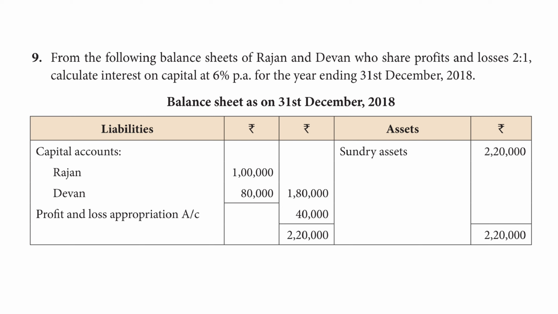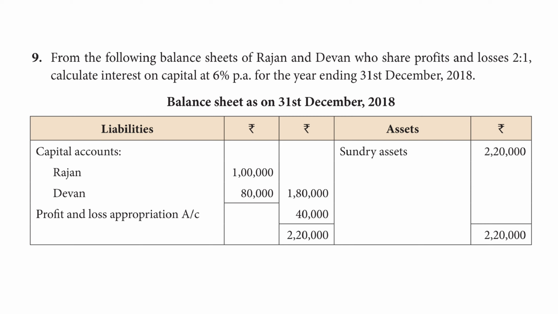How are we going to find opening capital? If we have the opening balances of assets and liabilities, we can open a statement of affairs and find the opening capital. But here we do not have that. So the other method is by opening a statement of profit or loss. So the first thing in the sum, we are going to open a statement of profit or loss for Rajan and Devan, in the same format.